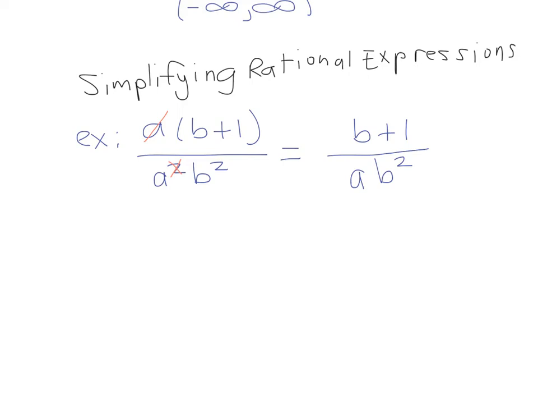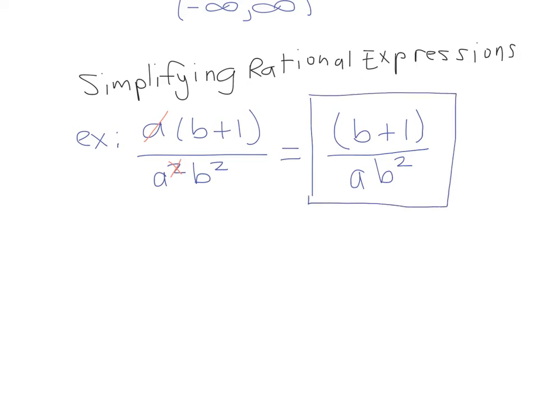Okay, let's think about whether we can simplify any more. We can only cancel factors in the numerator and the denominator. In the denominator, we have a factor of b. It's multiplied by a and another b. In the numerator, there is a b, but it is part of the factor b plus 1. That whole thing is a factor. The b by itself is added to the 1, so by itself in the numerator, b is not a factor. So this is our simplified rational expression.